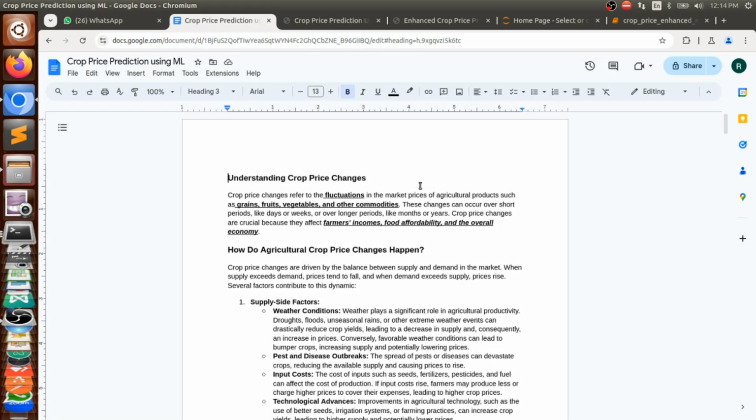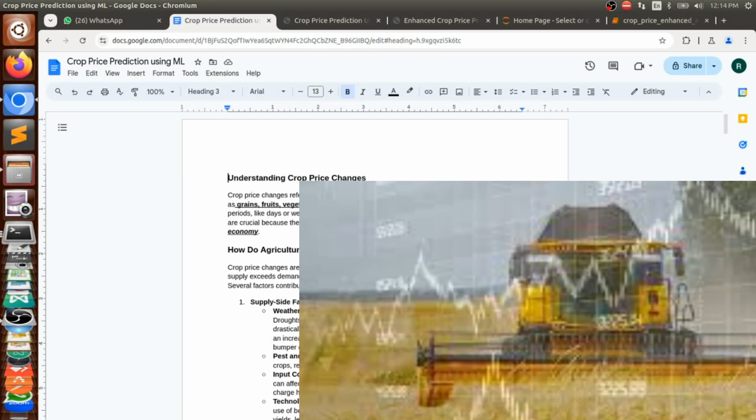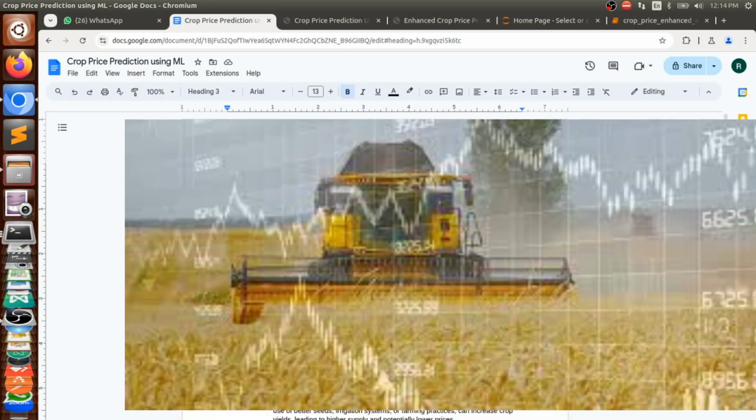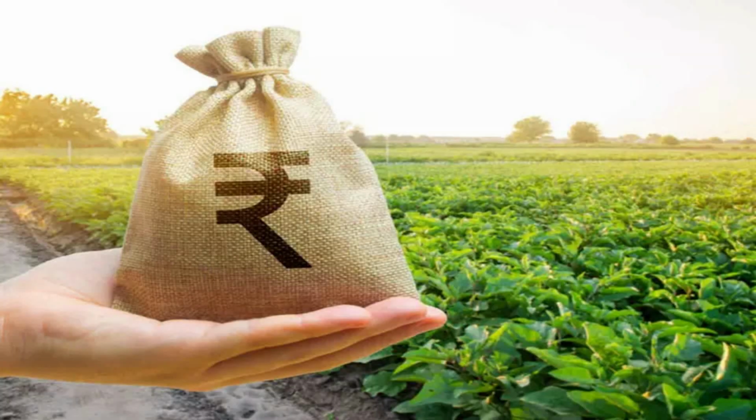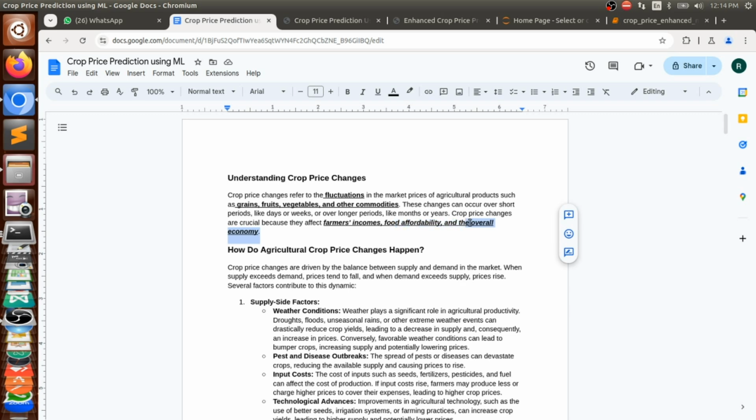First of all, we need to know what this price change is. Price change in the agriculture field means that, due to some reasons, fluctuation happens in the prices. In agriculture, this mainly concerns grains, fruits, vegetables, and other commodities. Whom will it impact? Farmer income, food affordability, and the overall economy. It is most impactful because it affects the overall economy of our country.